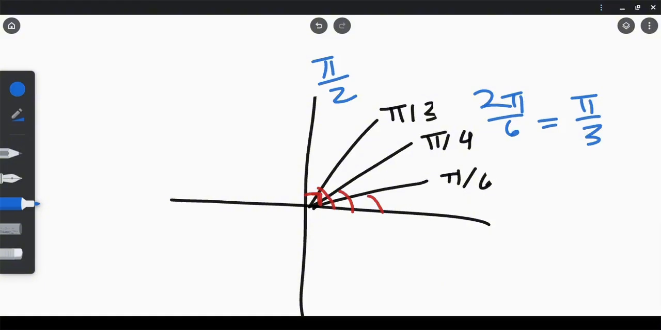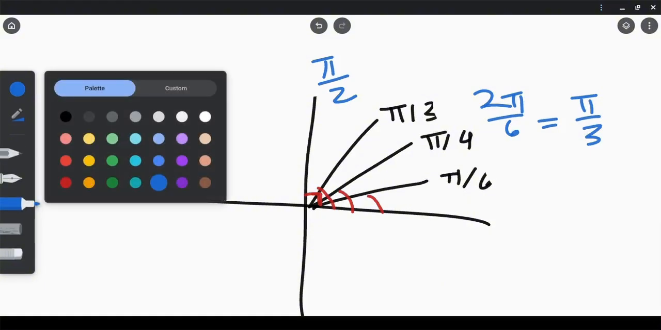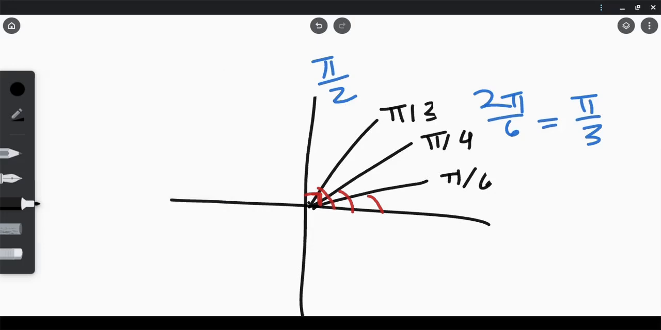Now, for the other ones, you'll do the same thing. Keep adding these angles until you get all of them. It's really easy to memorize them if you do it this way. So 1 pi over 6, 2 pi over 6, 3 pi over 6, 4 pi over 6. How much is 4 pi over 6? We reduce everything because we want the smallest fraction, so that's just 2 pi over 3.